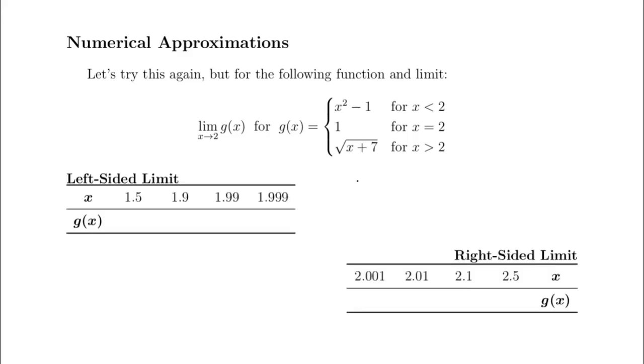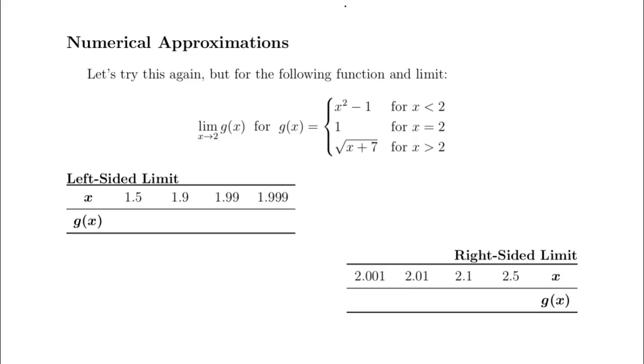So I'm just going to give us this same kind of pattern of x values and y values. We've got 1.5, 1.9, 1.99, 1.999, something like that. And we can see that these are our left-sided x values. They're slightly less than 2. And on the right-sided limit, we have the same kind of pattern, right? Very, very close to 2. As you move from the right to the left, we're getting closer and closer to 2.